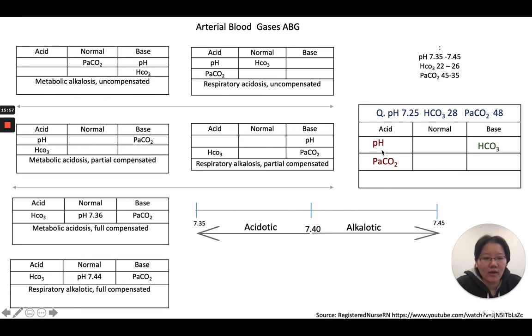Now, so we got pH, PaCO2. Let's work it out. So that's going to be acid. PaCO2 has to do with respiratory. So it's respiratory acidosis, partial compensation, because HCO3 is on the other side. It's not in the middle. If it's in the middle, then it's going to be uncompensated.